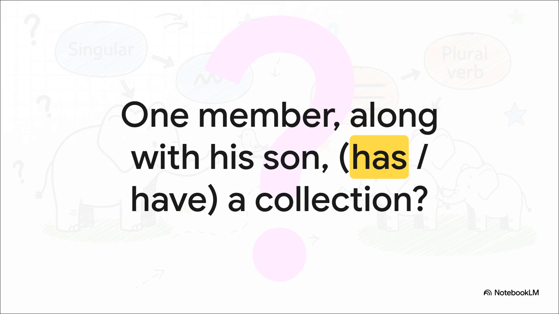How about this one? One member, along with his son, has or have a collection. The intervener is along with his son. You know the drill. Mentally strike it out. The core sentence is one member has a collection. The subject is one member. That's singular. So the verb has to be has.